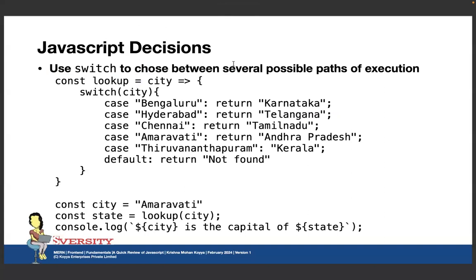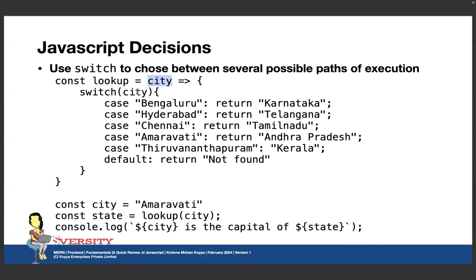In case you have several possible paths of execution, then go for the switch statement. Switch comes with case, right? Again, this is nothing new. It is there in other languages also. So this is a function called lookup. It is taking city as the argument. Here I'm not using parentheses. As I mentioned, parentheses are optional if it is having only one argument. And this is an arrow function, and this is the body. What is the body? Switch city.